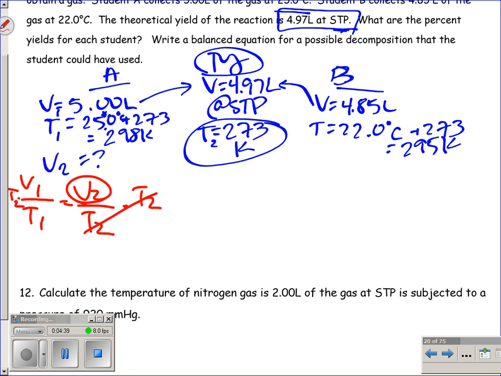So V2 is equal to what variables? V1 over T1 times T2. So can I just put V1 times T2 on top over T1? Wonderful. Okay, so we can really easily mix those up, right? So just make sure you're staying with the variables before you start plugging in, because if not, you'll be working too hard. So what's my V1? 5.0.